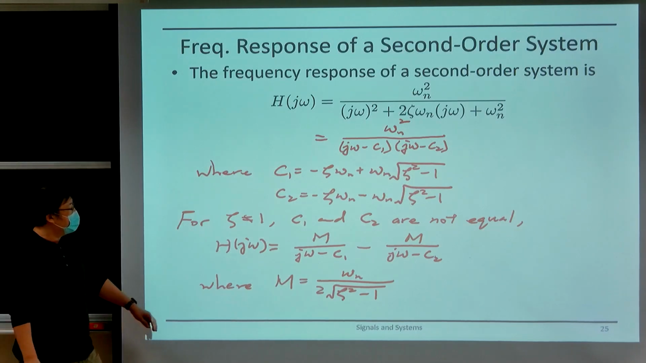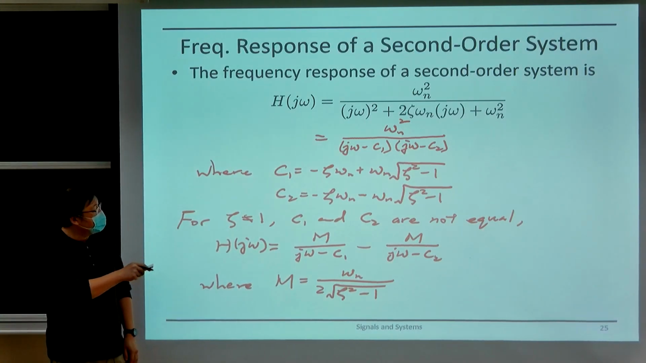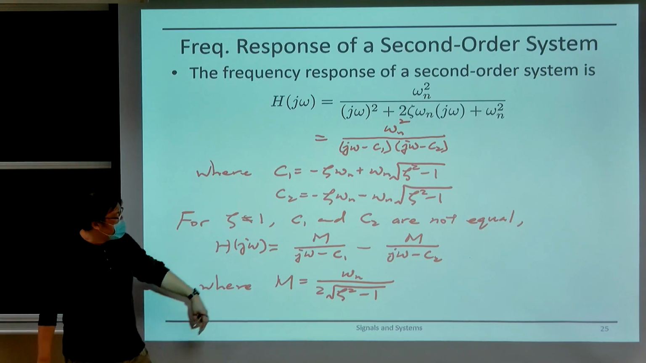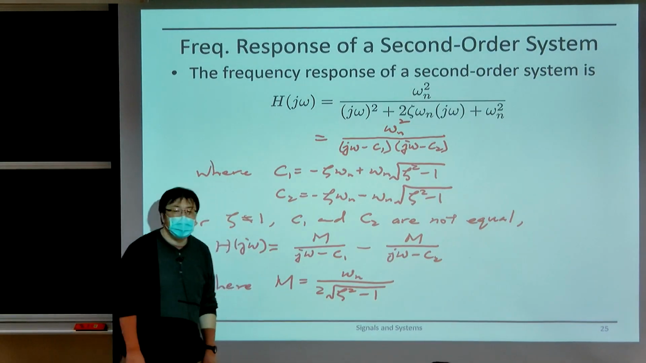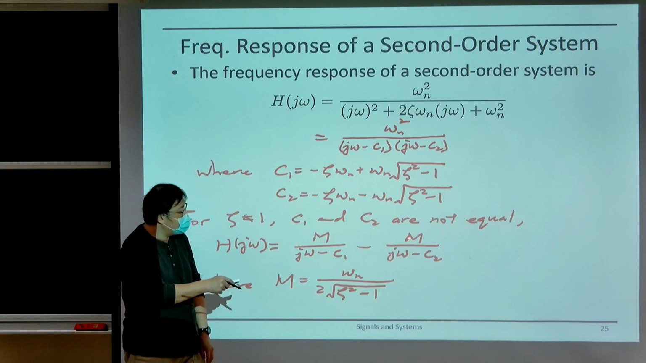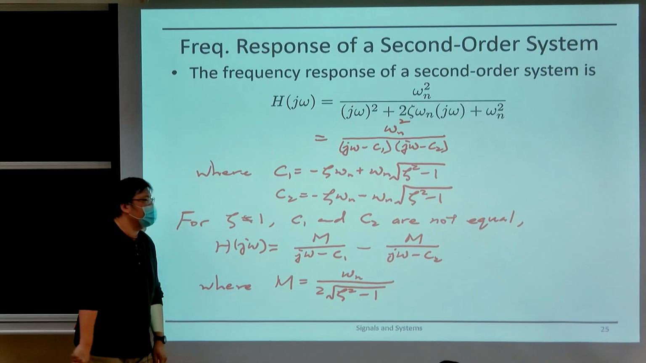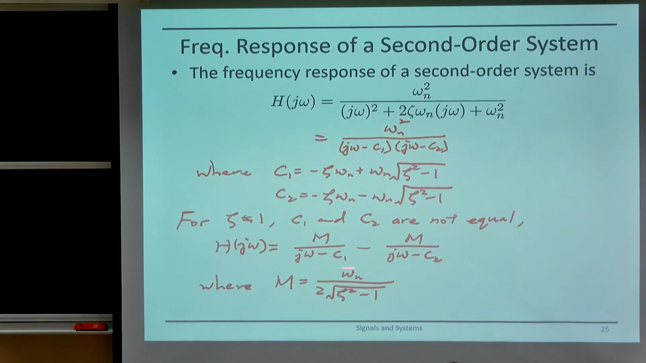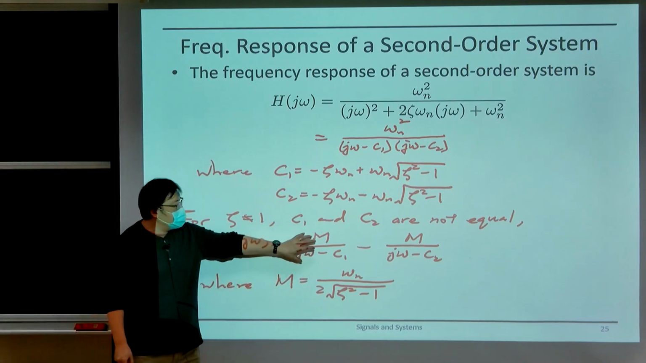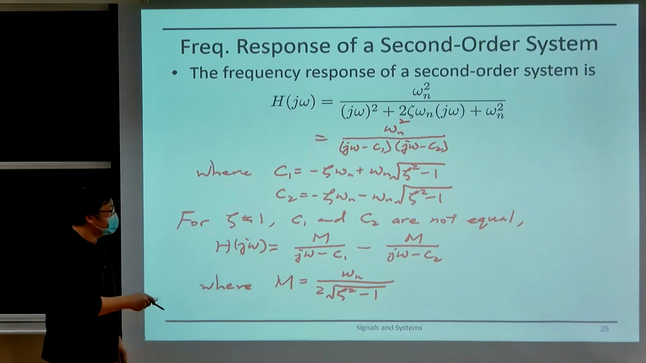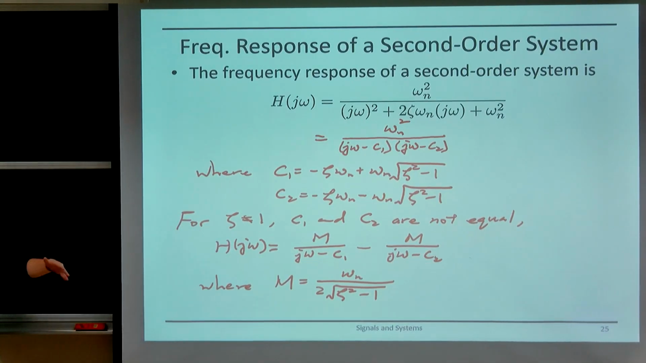When c1 is not equal to c2, we can use the partial fraction expansion technique to split this into these two terms here. And it just so happens that the value in the numerator is equal to m and minus m here, where m is equal to this. Once you are able to write the frequency response in this form, we know immediately what the inverse transform of a response like this is. The inverse transform of this is a decaying exponential.